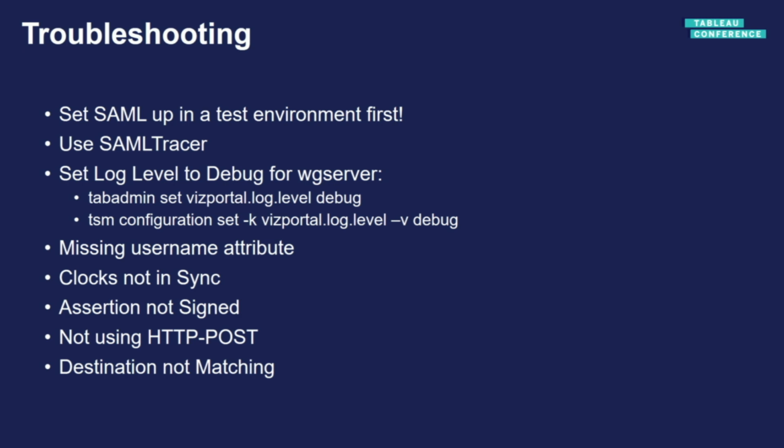Username attribute could be missing. So we talked about matching the attributes between the two systems. That's something to keep in mind if username is configured as a different attribute name in Okta. All the assertions that are passed are timestamped as well. So if clocks are not synchronized in the systems, your assertions may fail. Assertions need to be signed as well. And we already talked about using HTTP POST, not HTTP redirect.